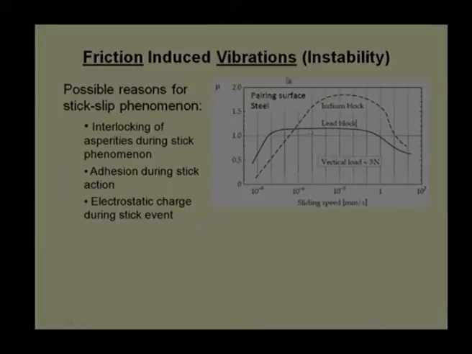So, this figure shows coefficient of friction variation. This says that with an increase in sliding speed, the coefficient of friction is increasing, which is amazing. We never feel during the experiment that this happens, but it turned out to be a micro or nano level study which was performed on lead block versus steel and indium block versus steel.